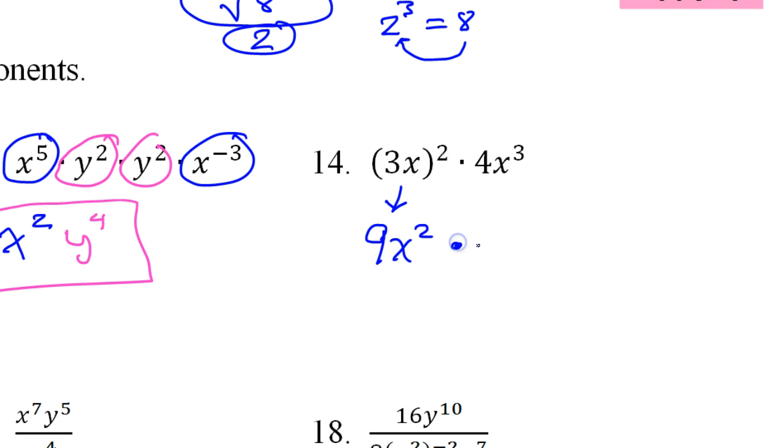So what we have is 9x squared times 4x to the 3rd power. So deal with the whole number part separately. So 9 times 4 is 36. And then x squared times x to the 3rd power is x to the 5th power. Add those exponents.